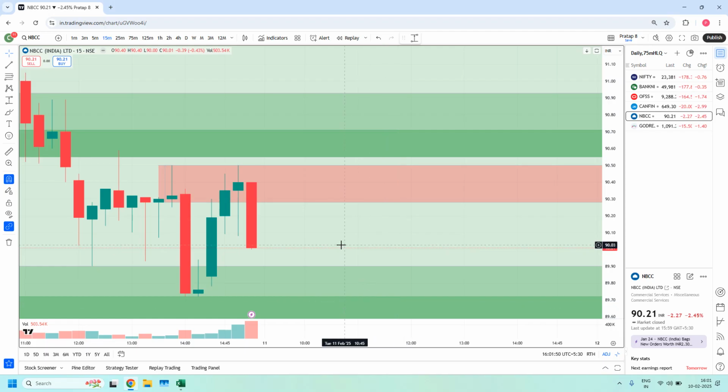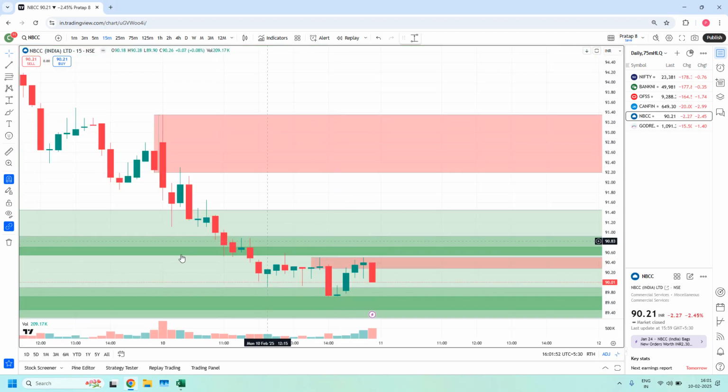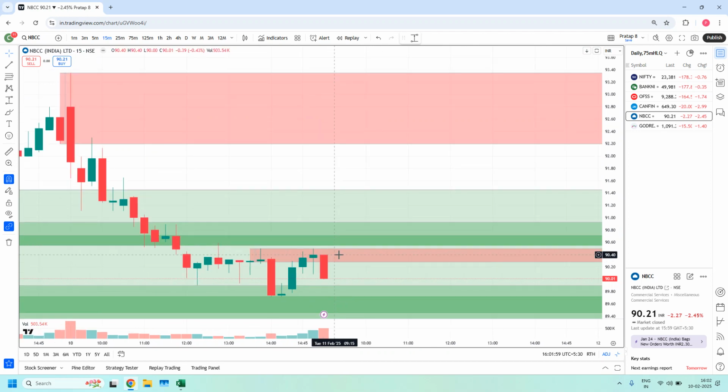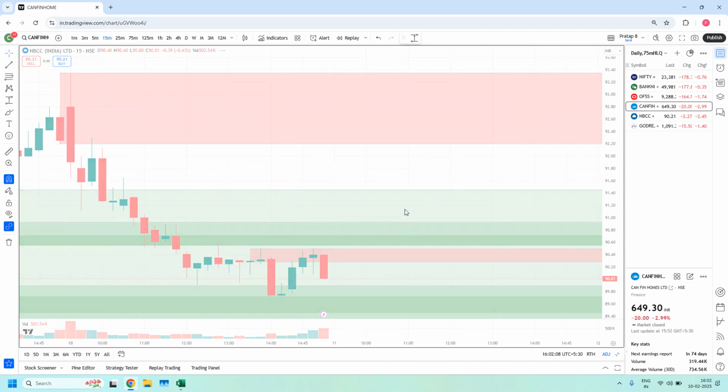Okay, maybe a small profit ultimately after recovering the loss, but whatever it is, whether small or big, a profit is a profit. So these are the 2 trades we have seen in NBCC. And there is one more, Canfin Homes.